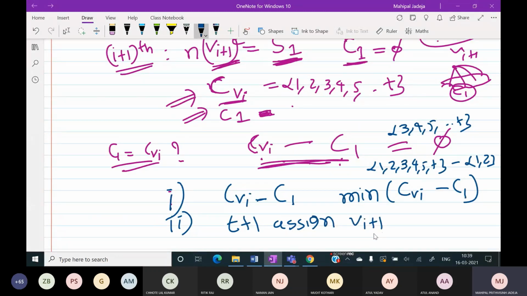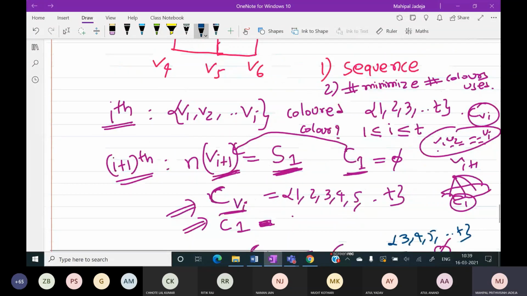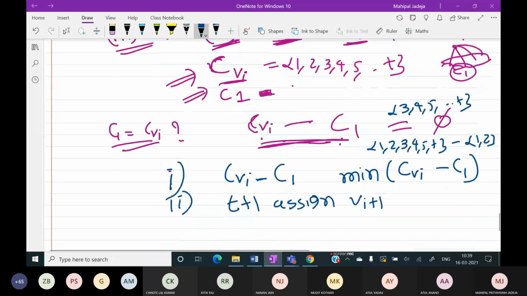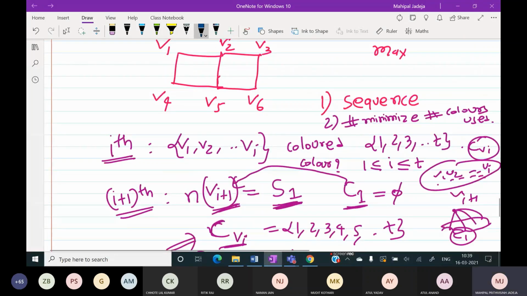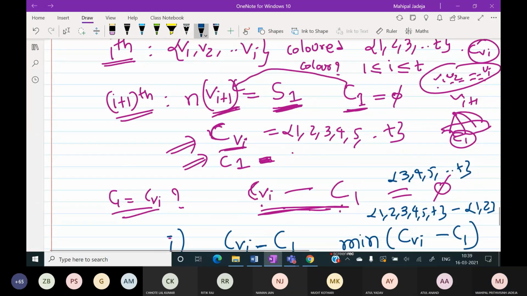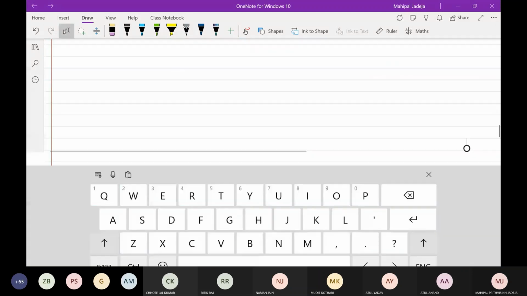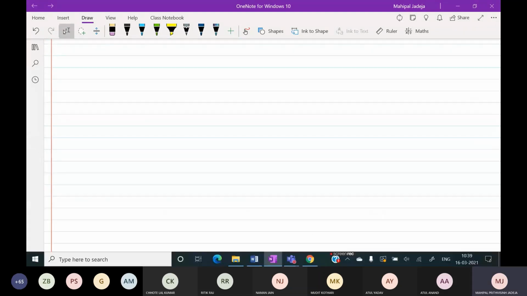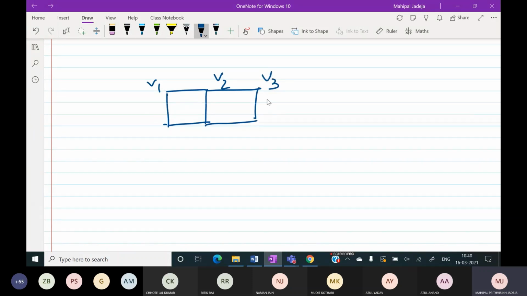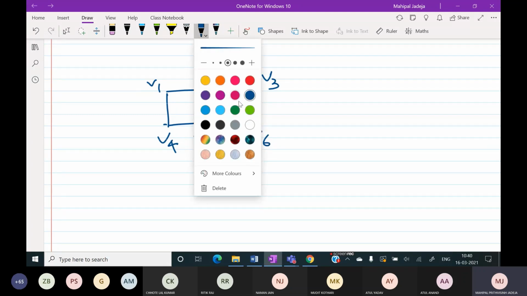Let's try to run this process on this graph. Then it will become more clear. So let me draw the graph again. Okay, so this is the graph: V1, V2, V3, V4, V5, V6. The very first step is that I need to fix some sequence. So let's say I fix this particular sequence V1, V2, V3, V4, V5, V6, right?